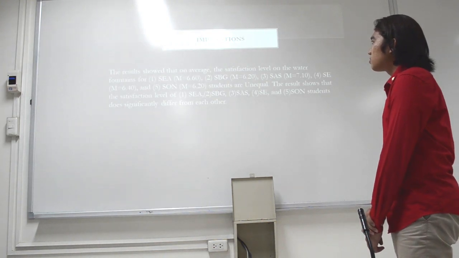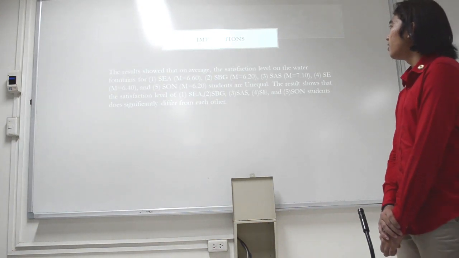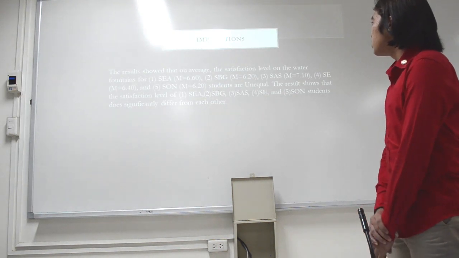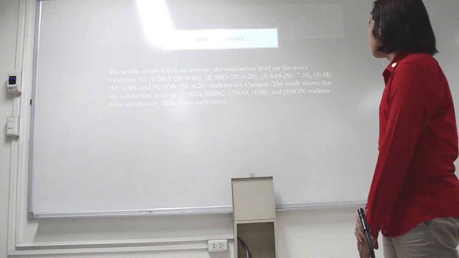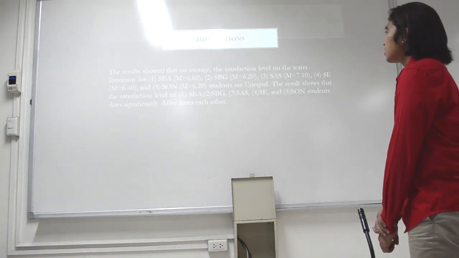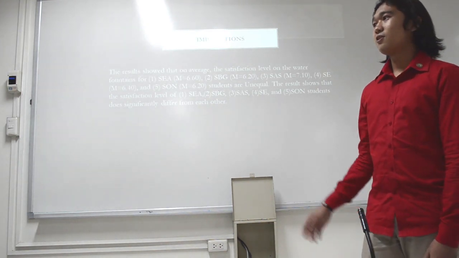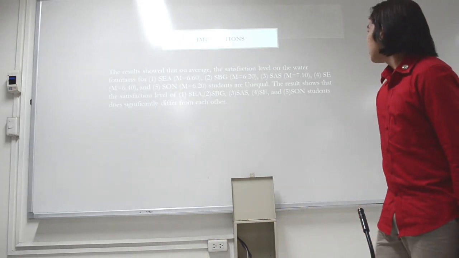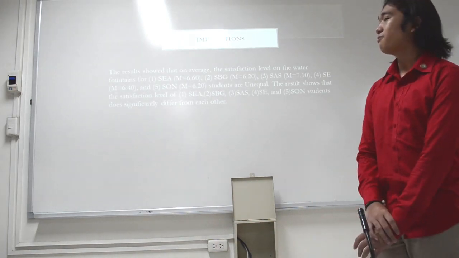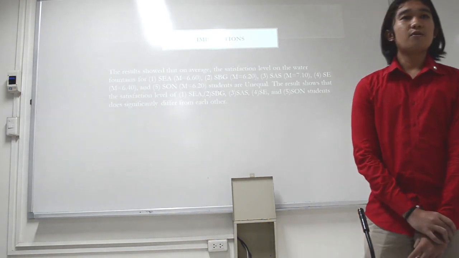So, for the implication, the results show that on average, the satisfaction level on the water fountain for SAE is 6.60, SBG is 6.20, SAS is 7.10, SE is 6.40, and for the School of Nursing is 6.20. So, based on the result, since the satisfaction level of the students does not significantly differ from each other, we the researchers would not imply any changes on the water fountains.